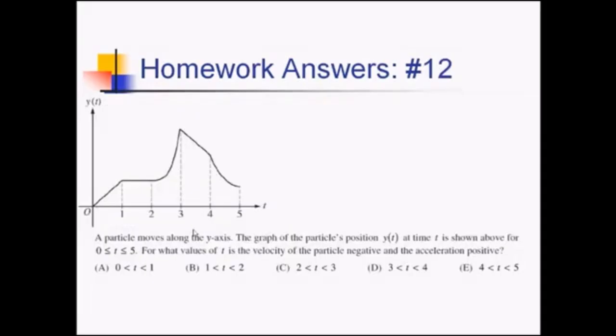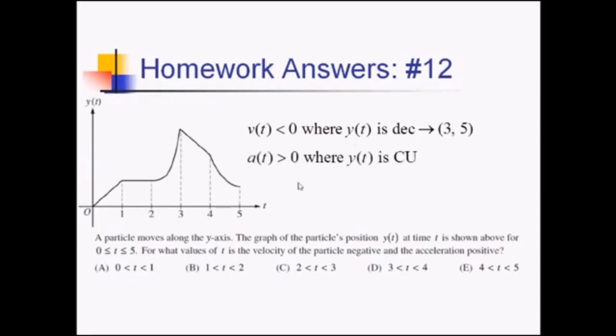For number 12, we have a particle moving along the y-axis. The graph of the position on the y-axis is shown right here, between 0 and 5 for t. We want to know for what t values is the velocity of the particle negative and acceleration positive. Well, velocity is going to be negative where this original function is decreasing. So that's happening only on 3 to 5. The acceleration is going to be positive where y is concave up. That happens between 2 and 3, and over here between 4 and 5.